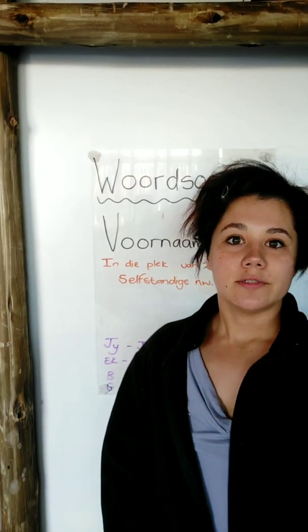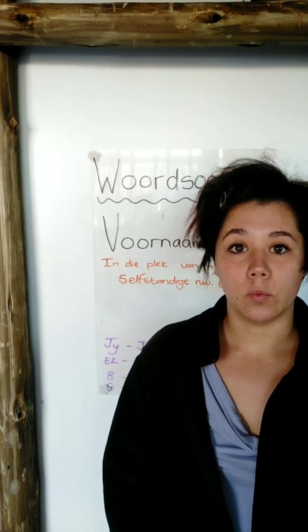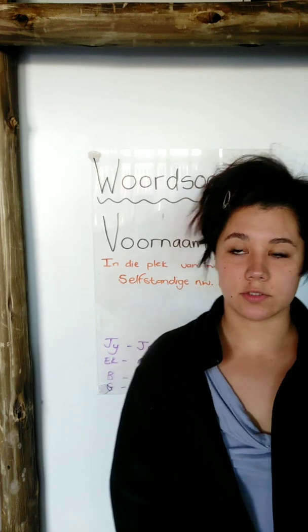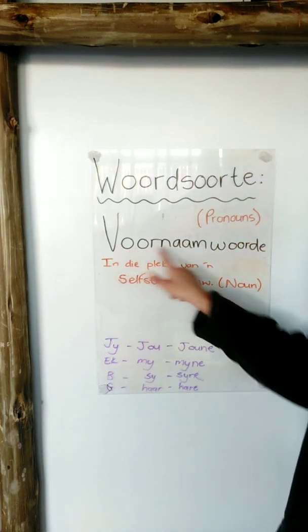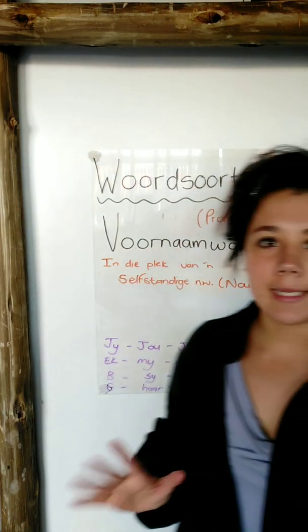So today we are going to be doing Afrikaans. So I want you to get your Afrikaans textbook as well as your workbook ready for me. Okay, so today for Afrikaans we are continuing with word types, woordsoorte. So the first one we are going to look at is voornaamwoorde. In English it is pronouns.